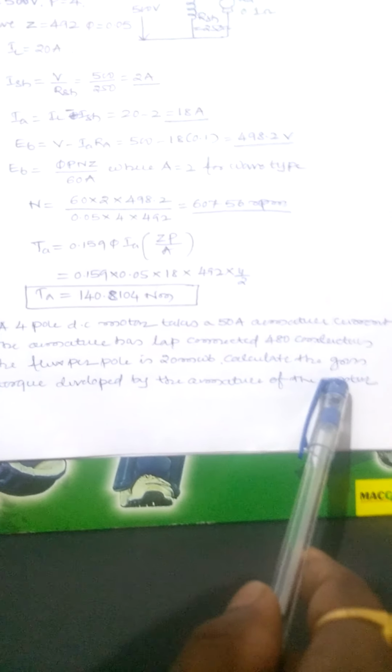Okay, next problem number 2. The 4-pole DC motor takes 50 amps armature current. The armature has a lap connected 480 conductors. The flux per pole is 20 milliweber. Calculate the gross torque developed in the armature of the motor. That is again TA you calculate.